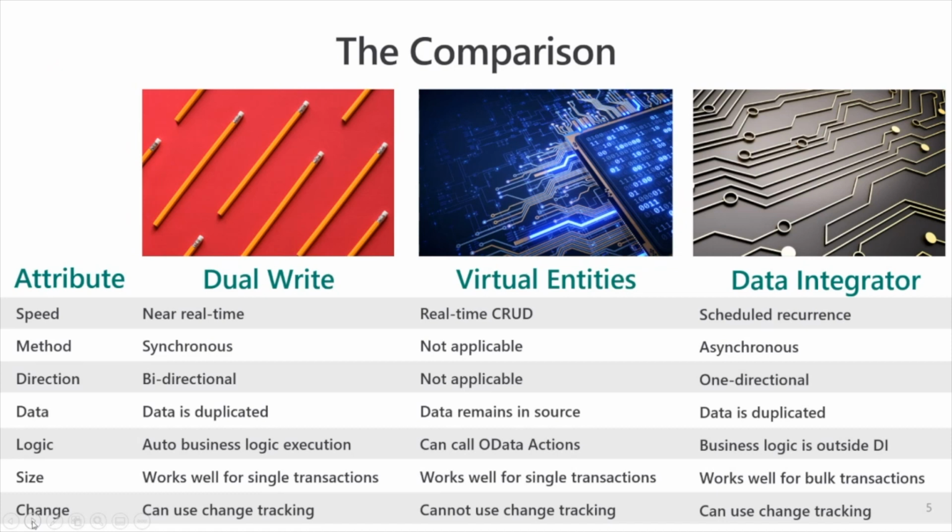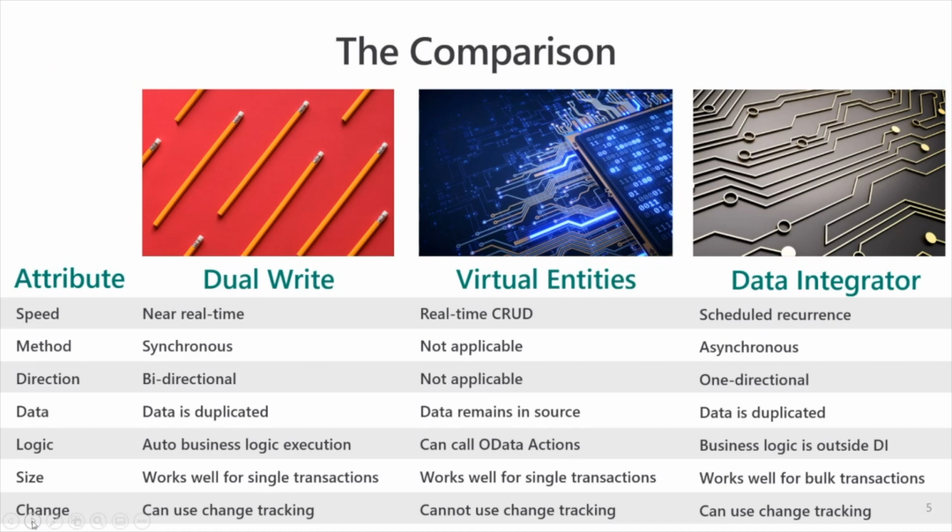When we think about the actual data, and I mentioned this before, with dual write, that data is actually duplicated. And the same is true of data integrator. So it'll be important to consider that duplication of data because I'm now storing the exact same data in two different databases, and the database size limits will apply to both of those systems. However, when we use virtual entities, that data will remain in the source system inside of finance and operations. So from a database capacity standpoint, you only need to be concerned with the size of your finance and operations database.